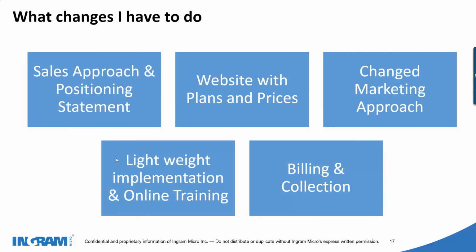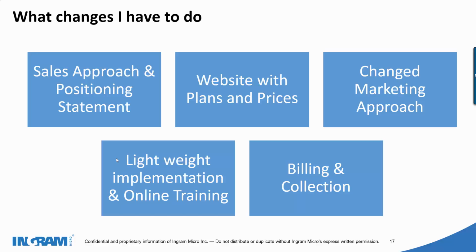So what changes you should be looking at? For CSP, you have to start from sales approach, positioning statement. Your website should be updated with plans and prices. You have to completely change the way you market and approach the customers, because now you're talking about a disruptive per user per month pricing. So that will require a complete overhaul of your system.